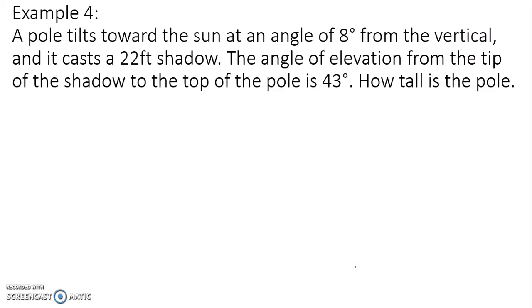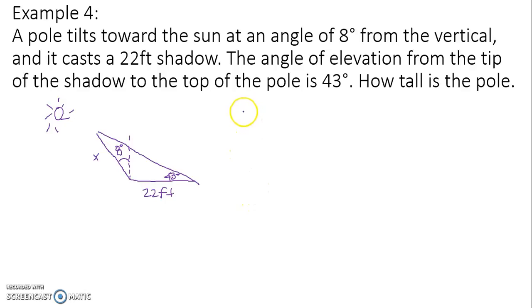I want to look at a couple of word problems, so do take a second and get this written down and try to draw a picture with it. So I have a pole tilting towards the sun, so I'm going to go ahead and draw my sun. It is tilting at an angle of 8 degrees from the vertical. So here's a vertical. The pole is tilting toward the sun where that angle is 8 degrees. Its shadow, which lays on the ground, is 22 feet, and the shadow should be away from the sun. The angle of elevation from the tip of the shadow to the top of the pole is 43 degrees. I want to know how tall is the pole.